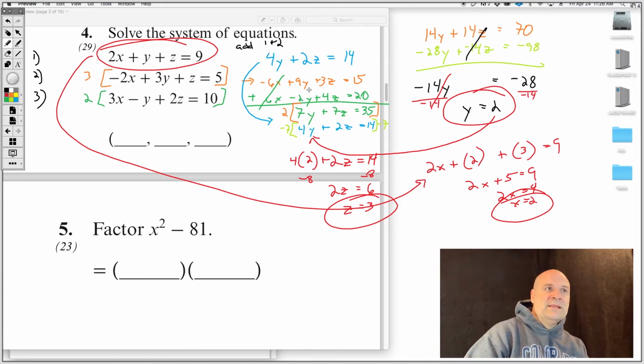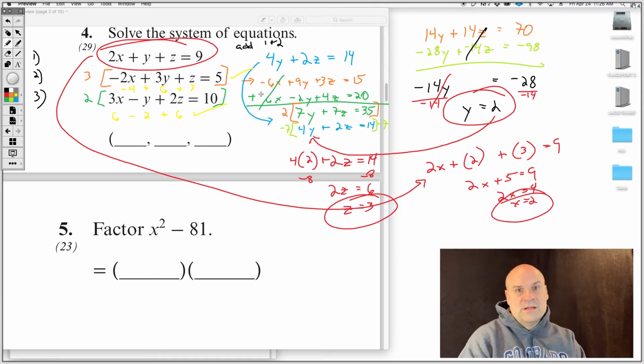Let's test it in this middle equation. So -2 times x. Well, x is 2, so that's -4. Let's just do that. So that's -4 plus, all right, y is 2. So 3 times 2 is 6. And z is 3. It equals 5. That works there. Let's check it in here. So 3 times 2 is 6 minus y, which is 2, plus 2 times 3, which is 6. 6 minus 2 is 4, plus 6 is 10. That works. It works in all 3 equations.